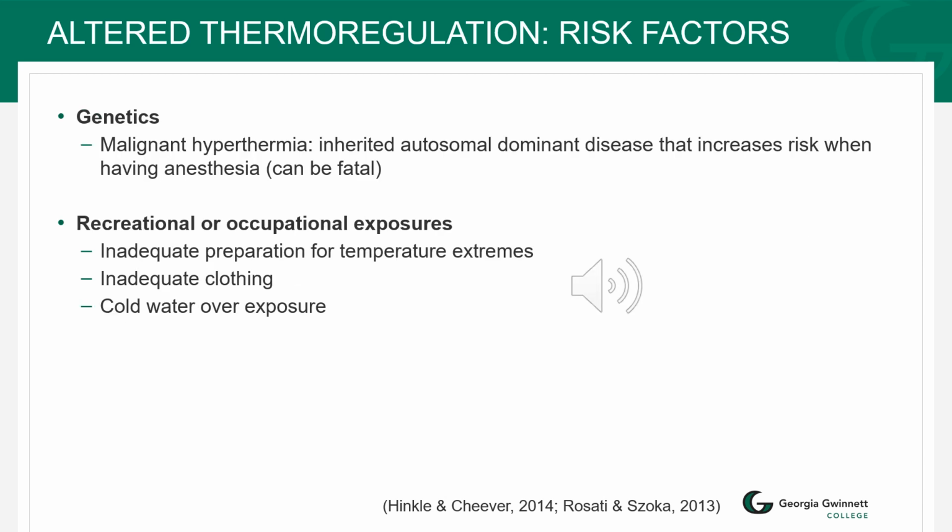There's something that I want you to be aware of. We haven't talked much about it, but it's called malignant hyperthermia. That is a genetic disease that increases a patient's risk when they're having anesthesia, and it can be fatal. So if you've ever had anesthesia and they've asked you if you've ever had any issues with anesthesia, they're probably trying to get at this malignant hyperthermia, and you don't need to know much about it at all. I just want you to be aware of it.